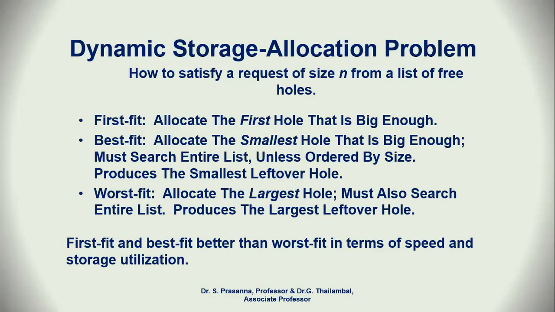Now, the dynamic storage allocation problem. The problem is, when a process comes, how to allocate the process inside a hole which is available in the memory, because the memory has details about the holes available and also the allocated processes. With that, it needs to check the memory space required by the process that comes, and allocate it. That allocation may happen based on first fit, best fit, and worst fit.